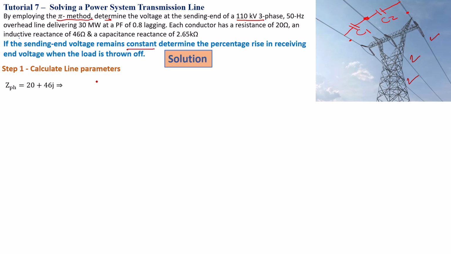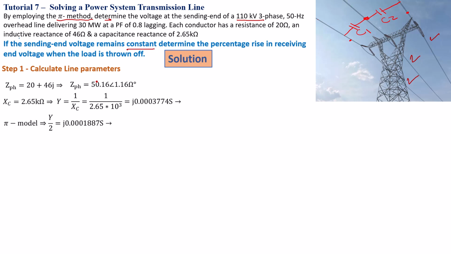Step one, you calculate your line parameters. You've got your impedance, you convert it into polar form. Then you've got your XC, which is the capacitive reactance. For the pi method, you convert it into the admittance, basically the inverse of the capacitive reactance. Now you have your admittance. But now because we're dealing with the pi method here, you need to divide it by 2, okay? Because you're going to place a capacitance on each end of the line. Great stuff.